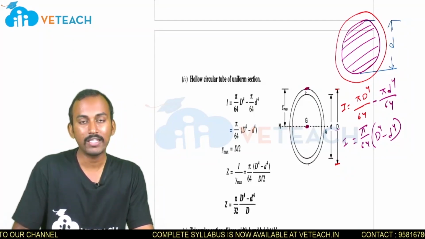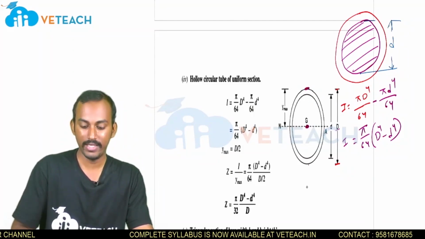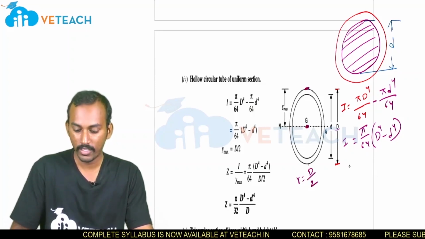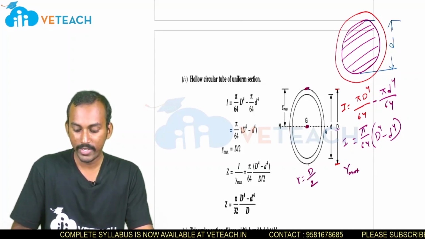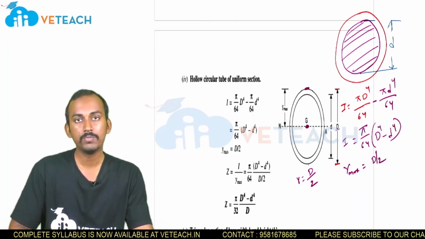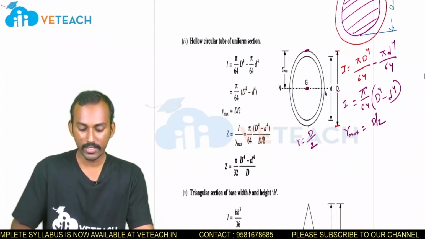So now I am asking from center to outer fiber, again it is the radius. So radius r is equal to capital D by 2. Okay, so y maximum, here it is the radius, which is capital D by 2. Now it is very easy to calculate the z value.